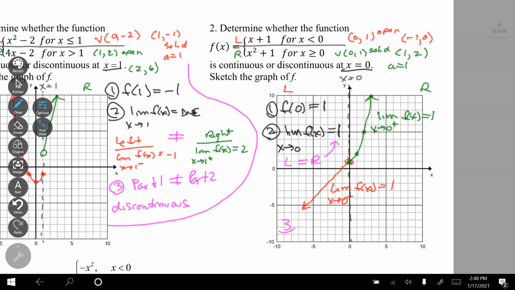And then finally, step 3, part 1 does equal part 2. Therefore, this graph I just drew is continuous. Ooh, be nice if I wrote it nice and neat. Continuous.